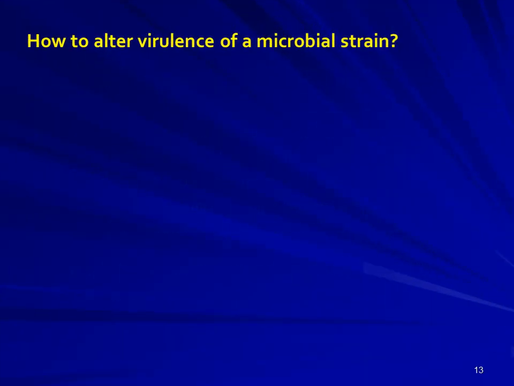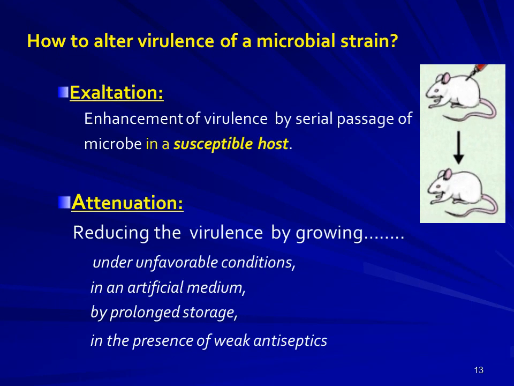And how to alter the virulence of a microbial strain. Each and every microbial strain has its own disease producing capacity, and this can either be increased or decreased. Increasing the virulence of a microbial strain is known as exaltation, and decreasing the virulence or disease producing capacity of a strain is known as attenuation.